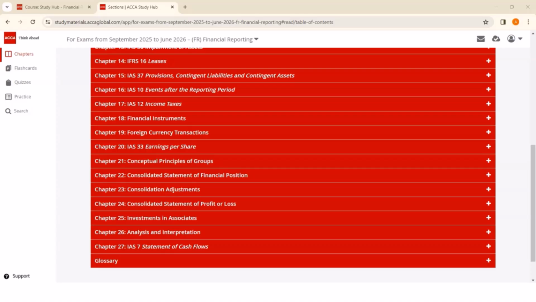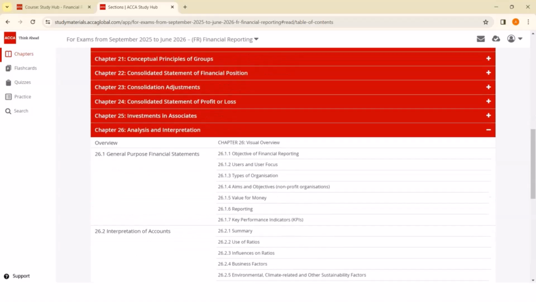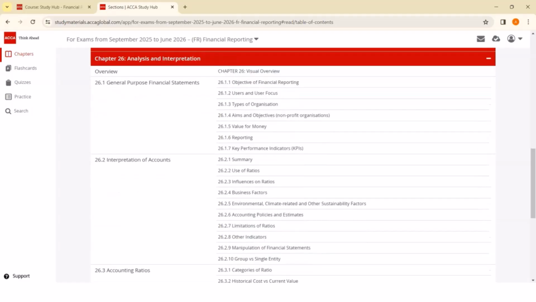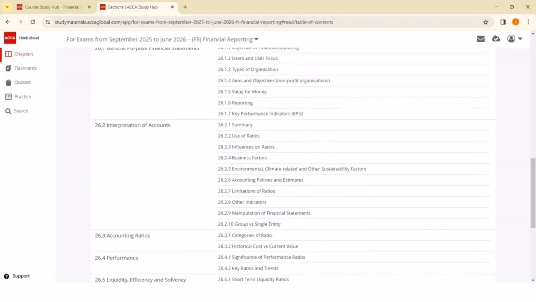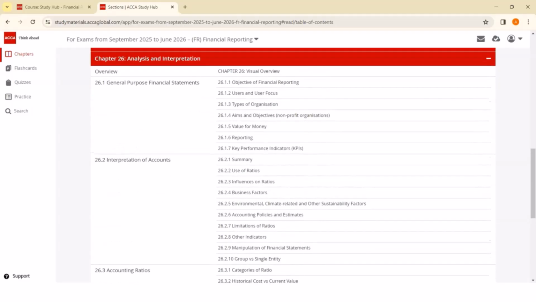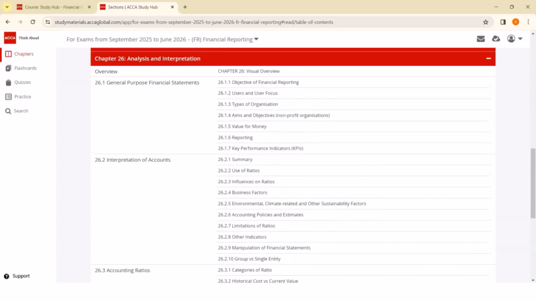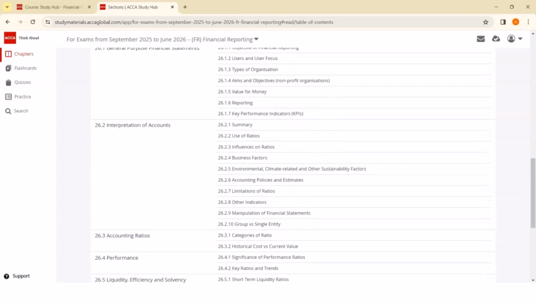Here we are in the ACCA Study Hub to see the linkage of our topic with the Study Hub. In chapter number 26, we are going to talk about analysis and interpretation. As you know, analysis and interpretation is a compulsory part of your financial reporting exam. So it is very important to understand it from all aspects so that you are ready to attempt any kind of question.